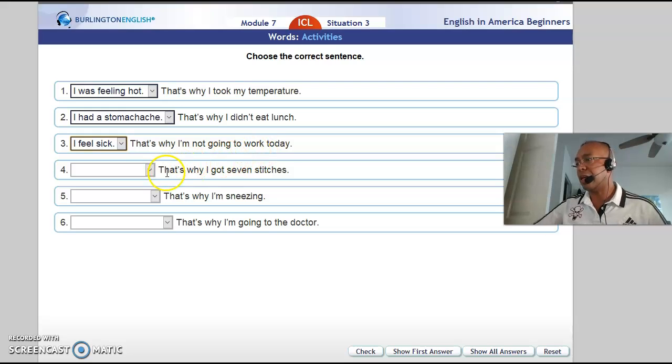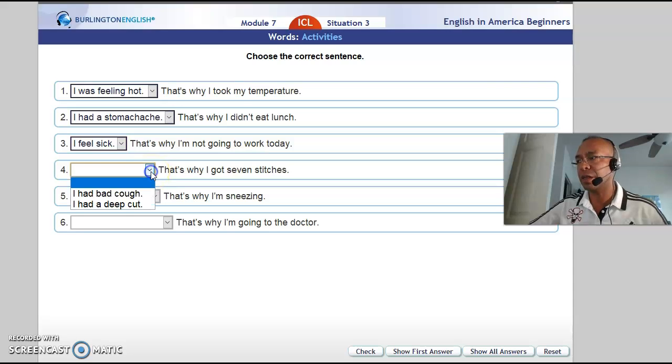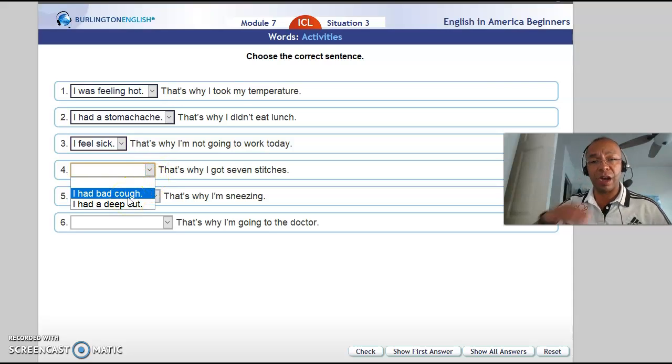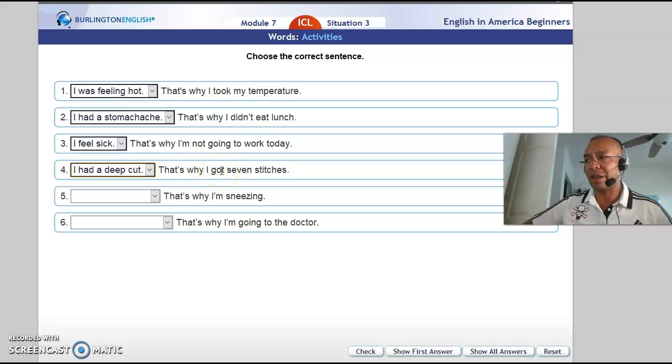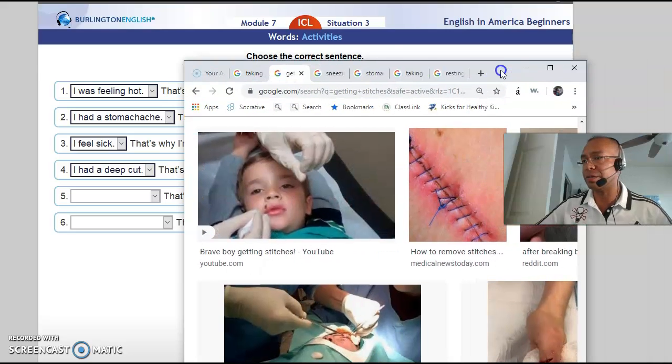The next one. That's why I got 7 stitches. Oh boy, 7 stitches is a lot. Remember stitches? I had a bad cough? I had a deep cut. Remember? So the correct answer is I had a deep cut. That's why I got 7 stitches. Okay? Remember stitches? They look like this, right? Stitches.